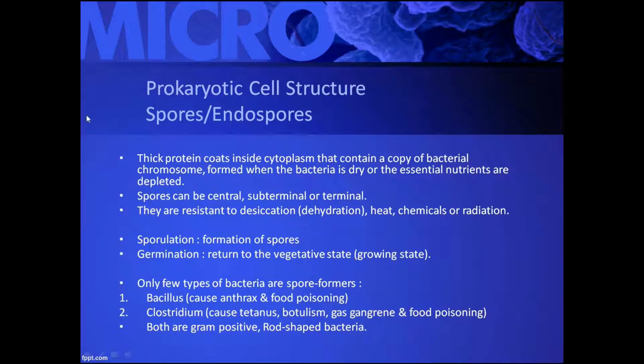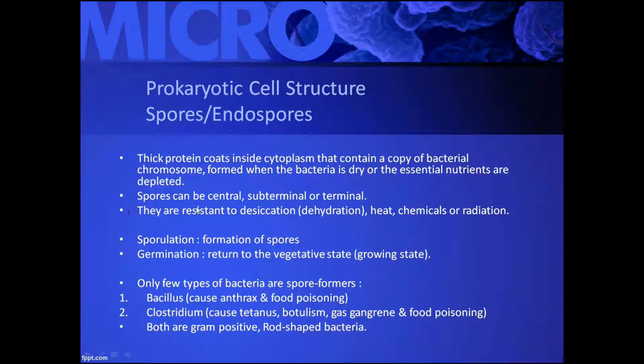The spores or the endospores are thick protein coats inside the cytoplasm that contain a copy of the bacterial chromosome. This is formed when the bacteria is dry or the essential nutrients are depleted. So when the bacteria is in danger, and the environment is not suitable for growing, some bacteria have the ability to form a coat around a copy of the chromosome, and this coat is resistant to desiccation, dehydration, heat, chemicals, or radiation. So in other words, we can't kill these spores easily.